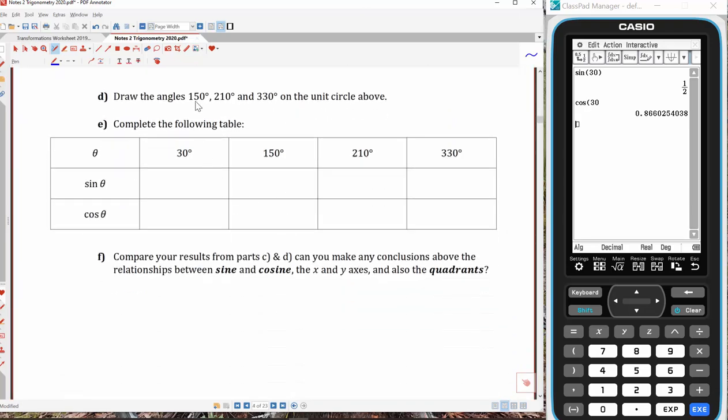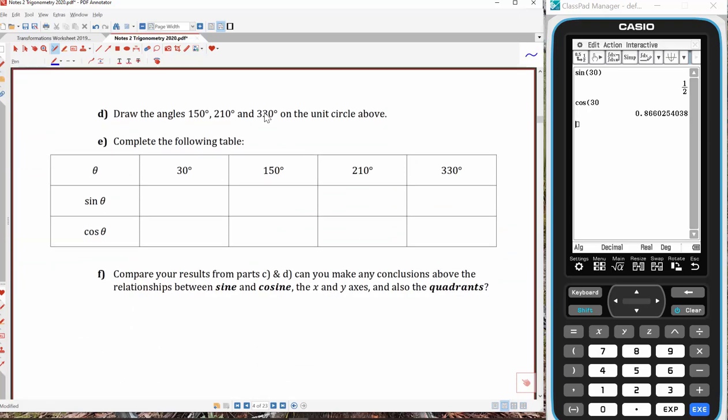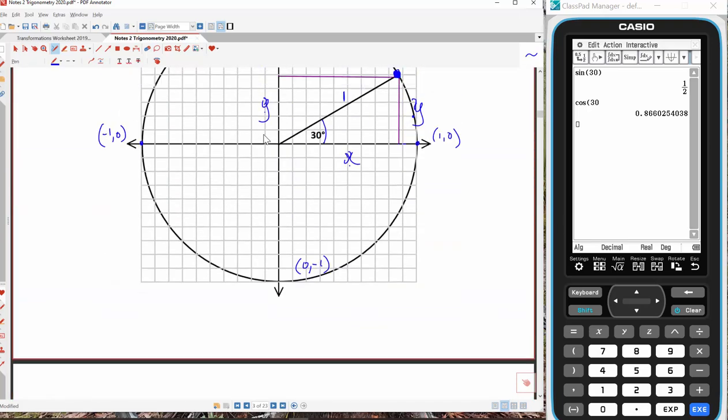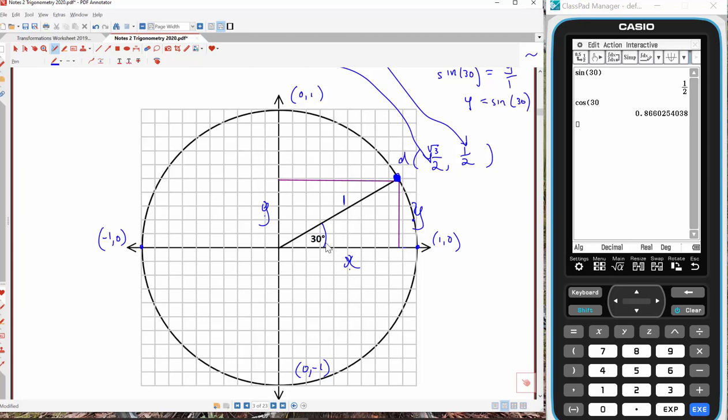All right, so draw the angles 150, 210 and 330 on the unit circle above. Okay, so 150. Well, what's 150? 150 is 30 less than 180, which should be exactly the same as this 30 degrees going up this way. So I'm going to try and draw a mirror image of that line there. And that would be 150.